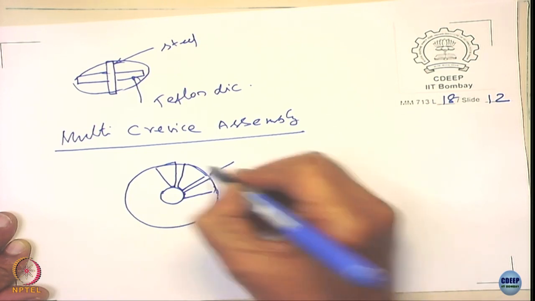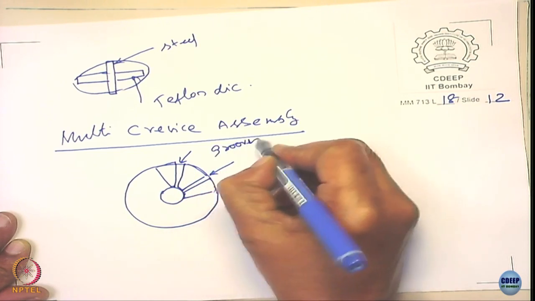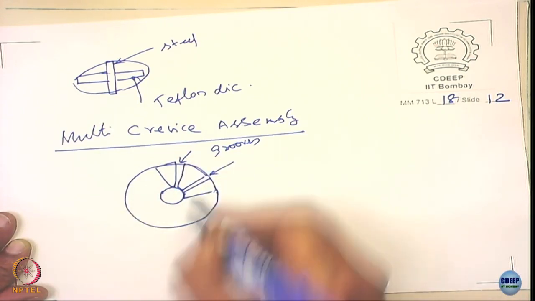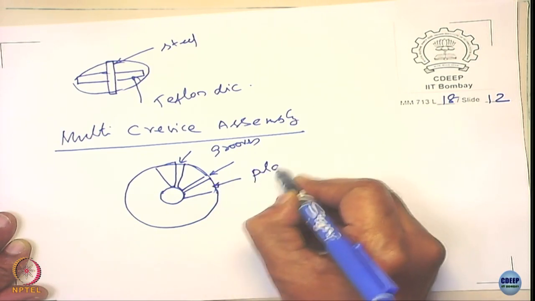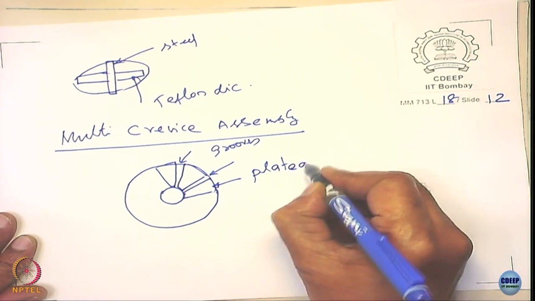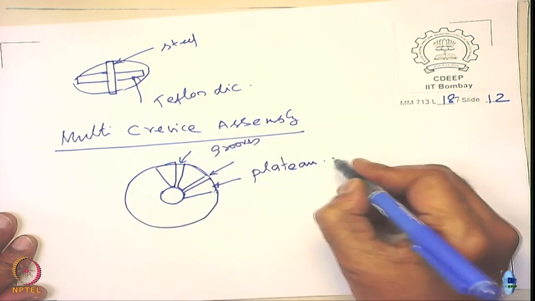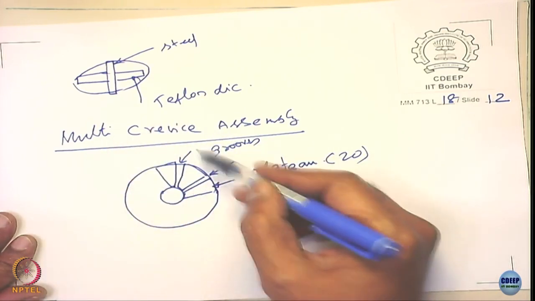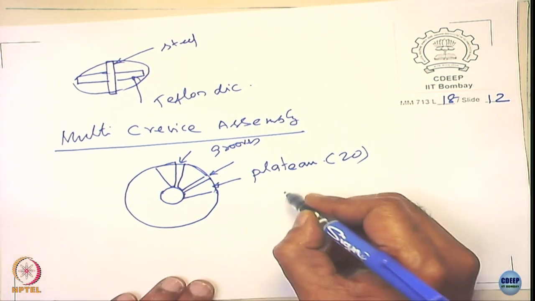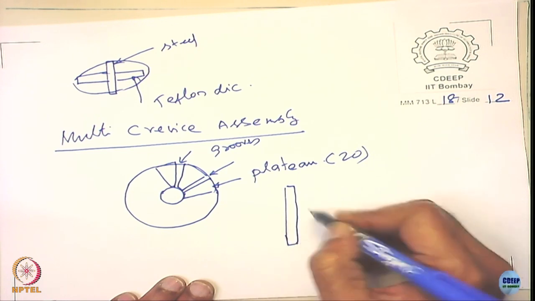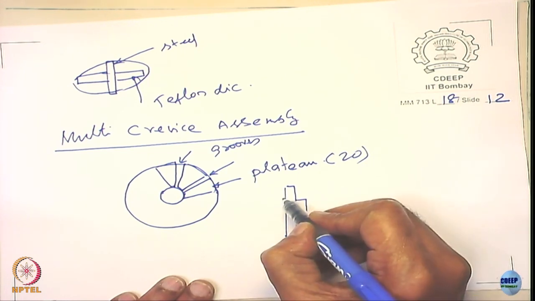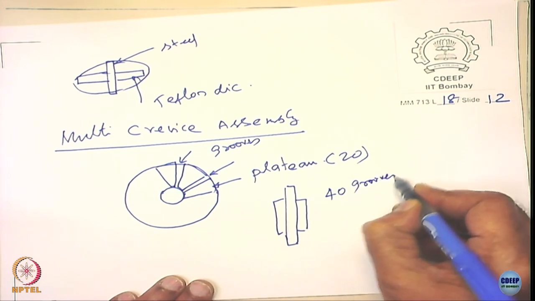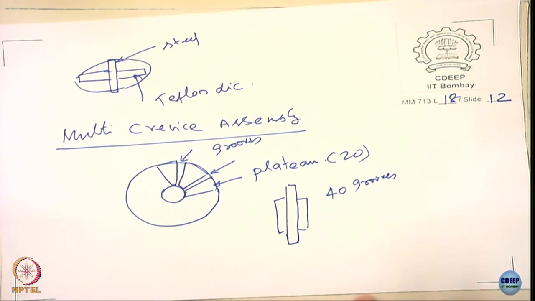This is the groove here, right? So, I can make several grooves like that. This is called a plateau. You can have about 20 plateaus, which means about 20 grooves. And what you can do, you can take a sample and put one assembly here, another assembly here. So, you are going to have about 40 grooves. That means about 40 crevices are formed in one single test.